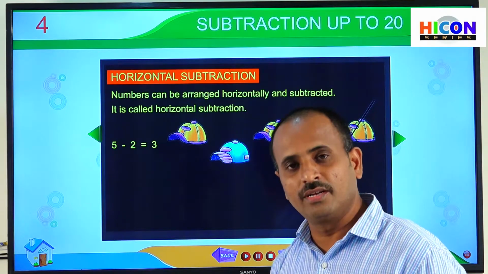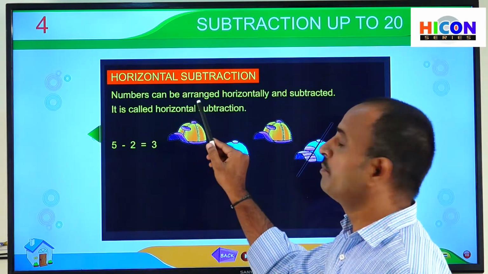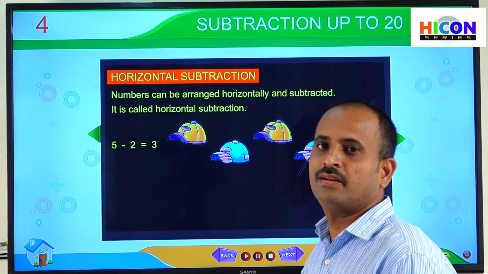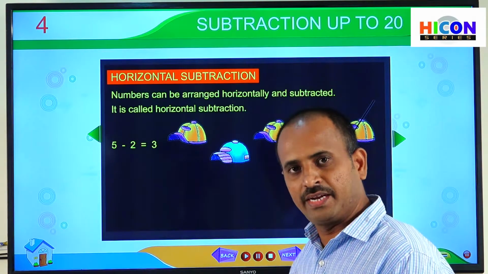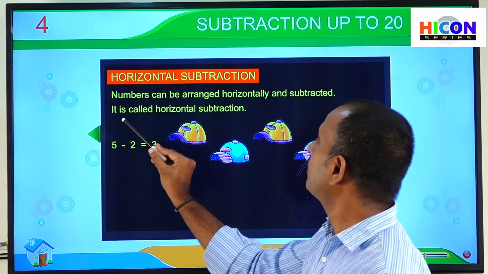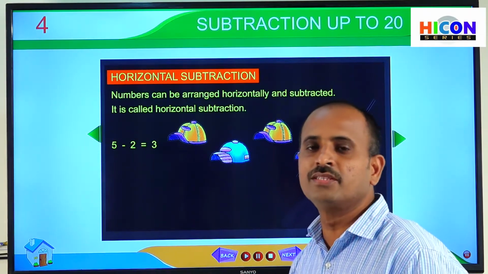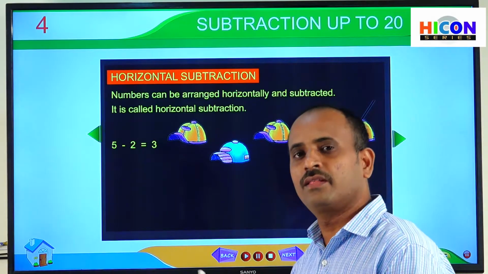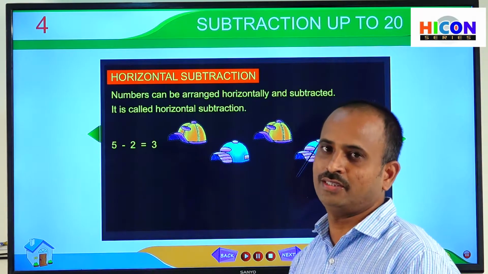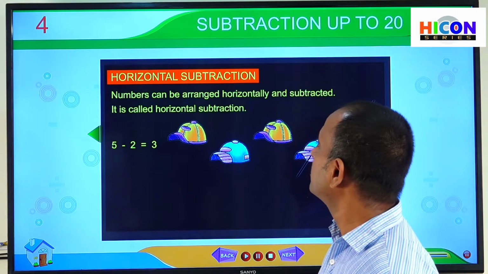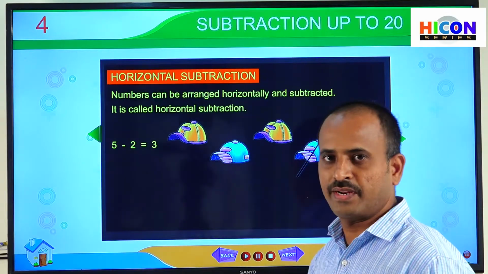So children, horizontal means if you write the numbers one beside the other and if you do the subtraction, then such a type of subtraction is called horizontal subtraction. So horizontal means one number beside another number. That is called horizontal. So let us see an example for horizontal subtraction.